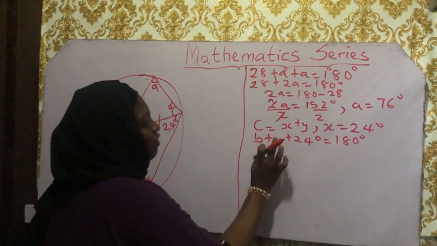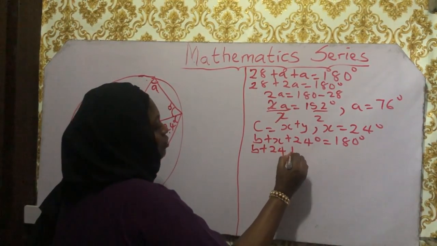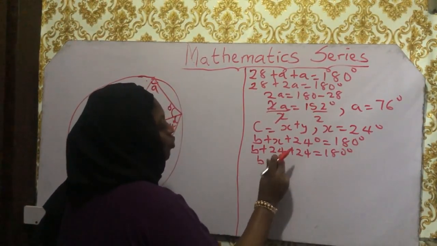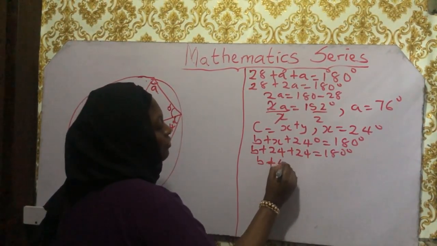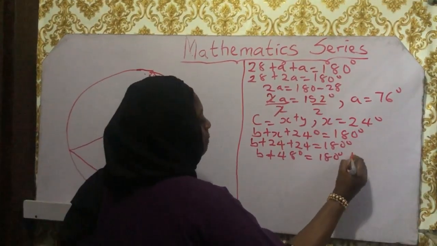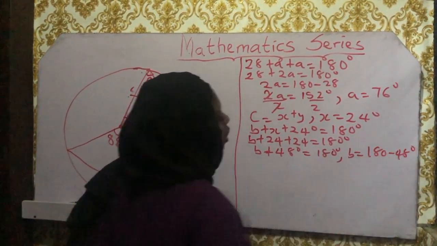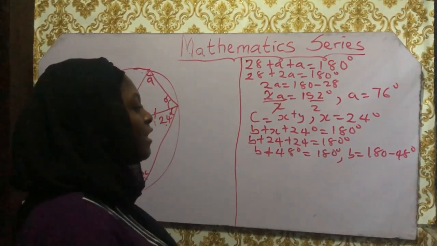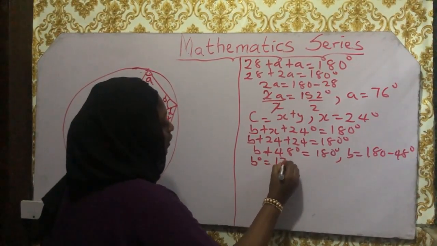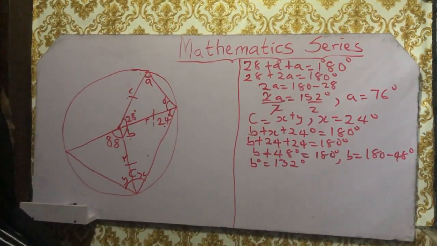So we got X to be 24 degrees. So B plus 24 plus 24, which is 48 degrees, equals 180 degrees. So B will be equal to 180 minus 48 degrees. When you subtract 48 from 180, you have B equal to 132 degrees. So we have angle B equal to 132 degrees.